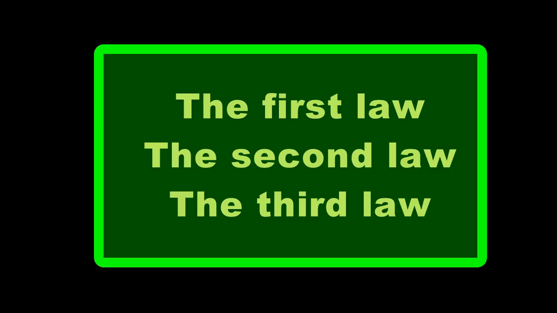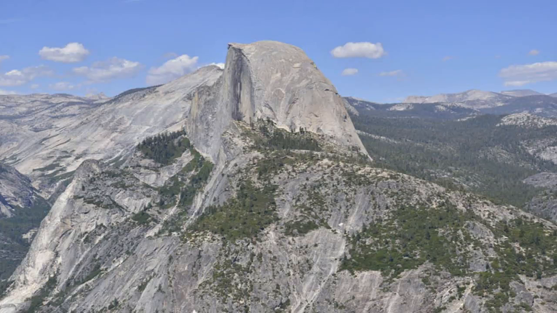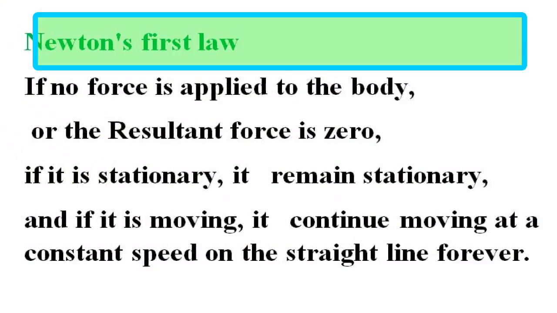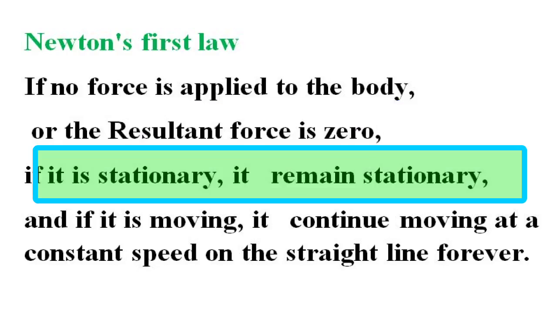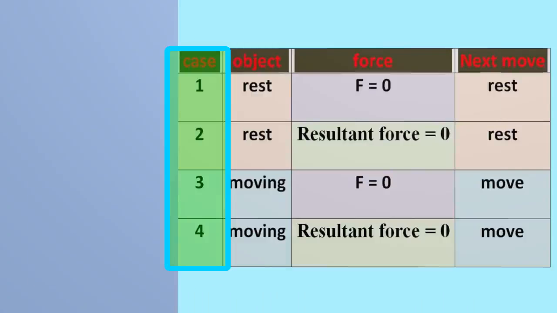Newtonian mechanics has three basic laws. If we understand these three laws well, we can solve many physics problems. These laws helped humans know space, sea, mountains, and so on better. Newton's first law: if no force is applied to the body, or the resultant force is zero, if it is stationary, it remains stationary, and if it is moving, it continues moving at a constant speed on a straight line forever. Note: there are four main cases in the first law.